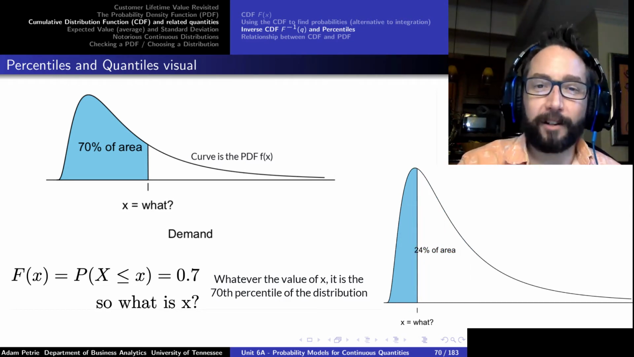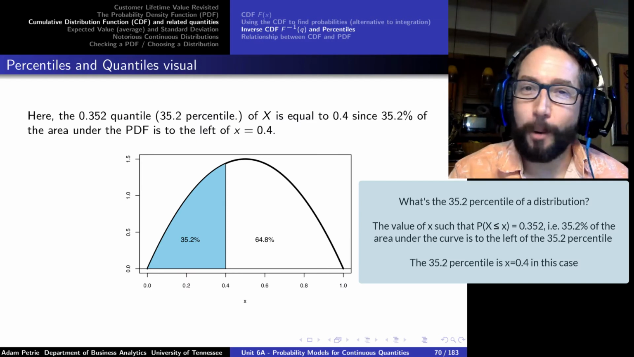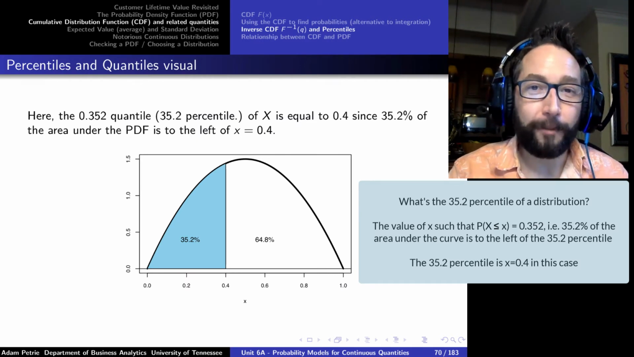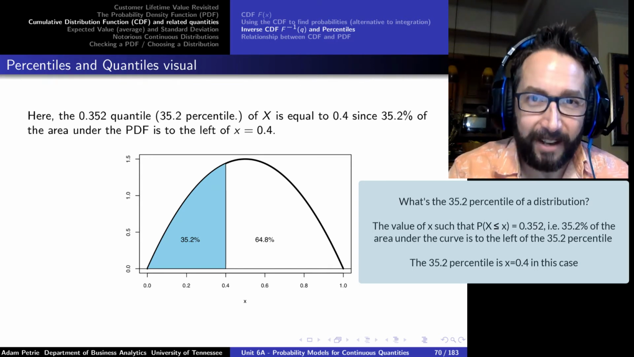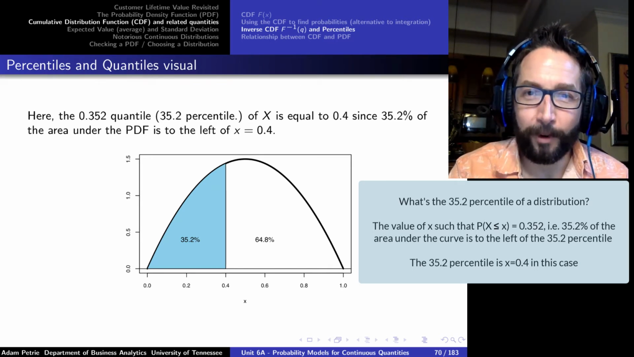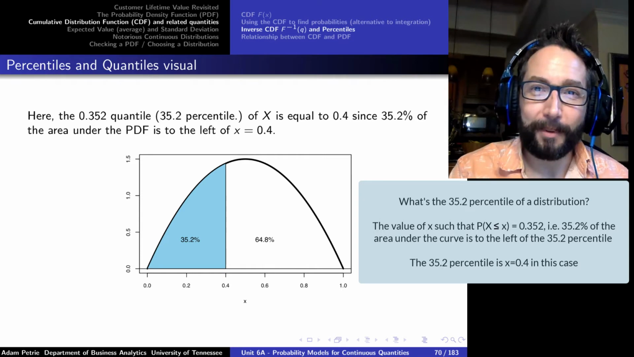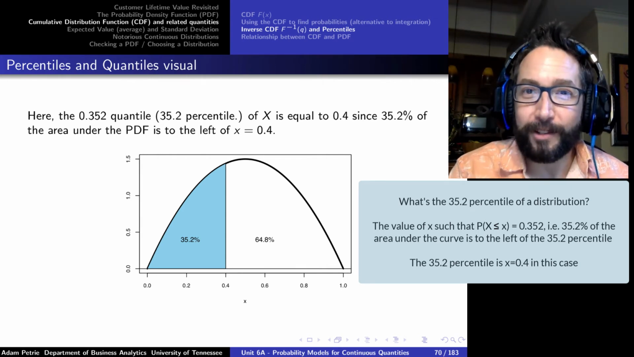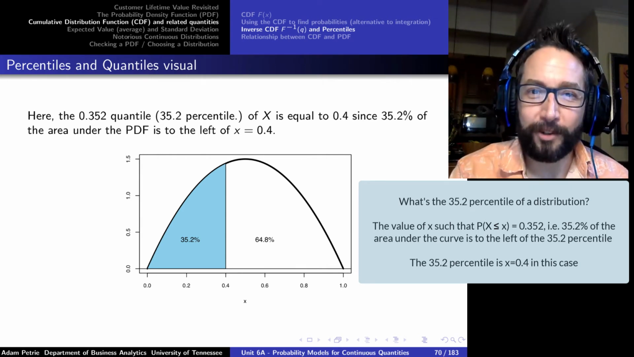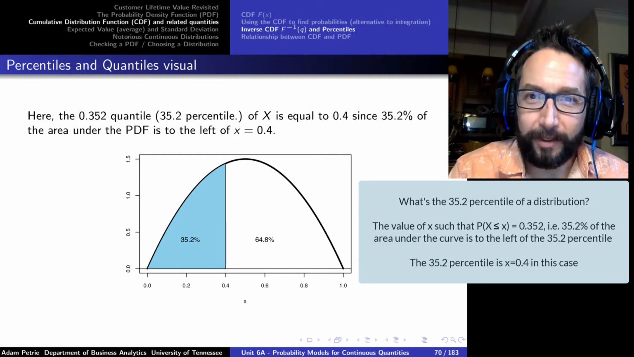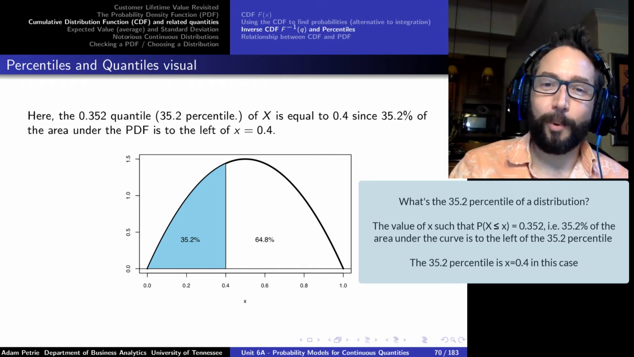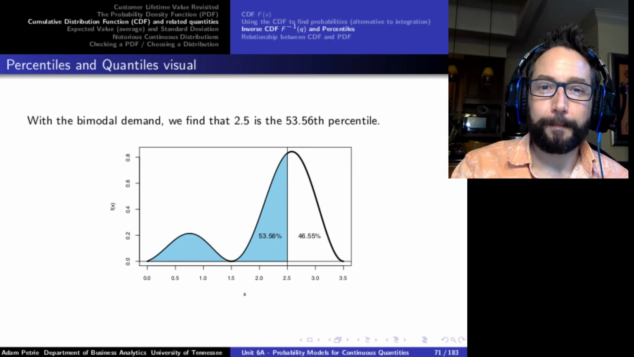So in our curve right here, we have values of x going between 0 and 1. If I were to focus in on a value of 0.4, I could ask, well, what percentile is x equal to 0.4? What is the probability of getting that value of little x or something smaller? It's 35.2. So the 35.2 percentile of this distribution would be 0.4. There's a 35.2% chance of getting a value of little x that's 0.4 or something smaller.